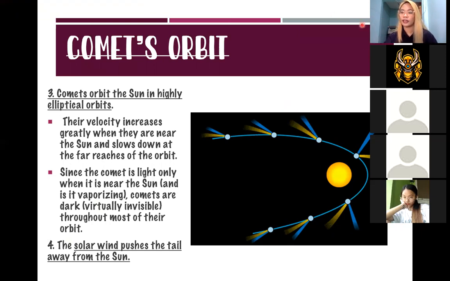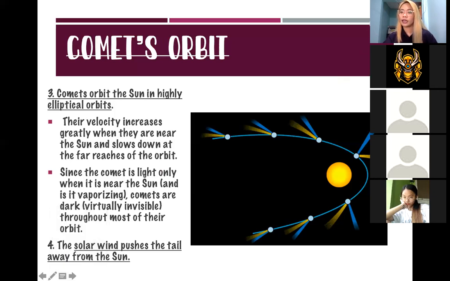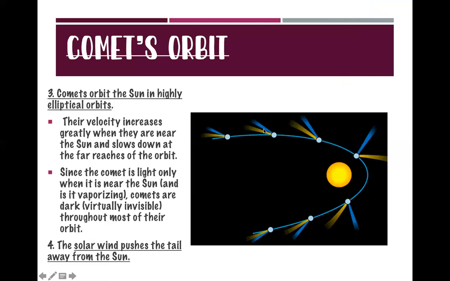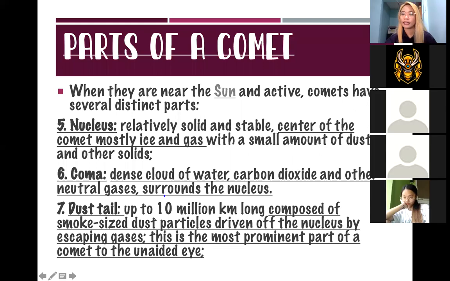So as you can see here, this is a comet that is traveling elliptically around the sun, and all of its tail, yung blue and yellow light on this part, is always facing away from the sun. Okay? And kapag malapit na ang isang comet sa sun, sabi natin nakikita yung tail ng isang comet.